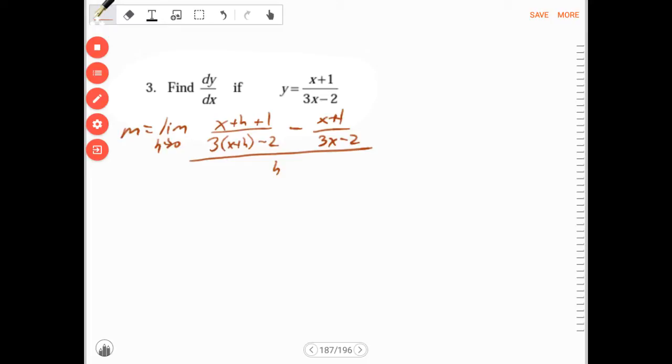All right, well, the real question is, how do you simplify this? How do we add or subtract fractions?